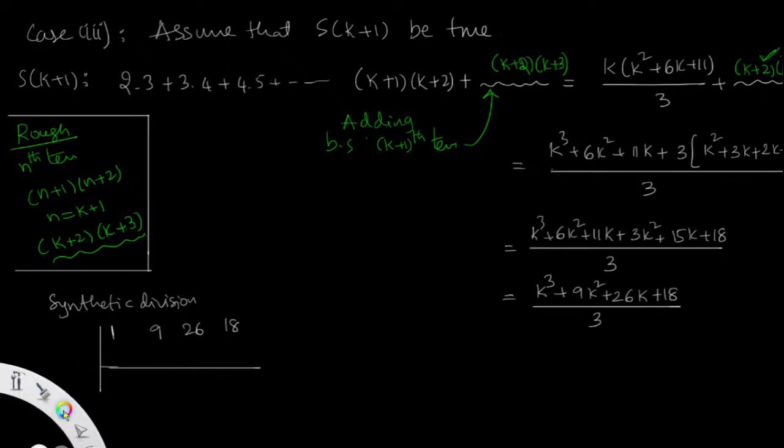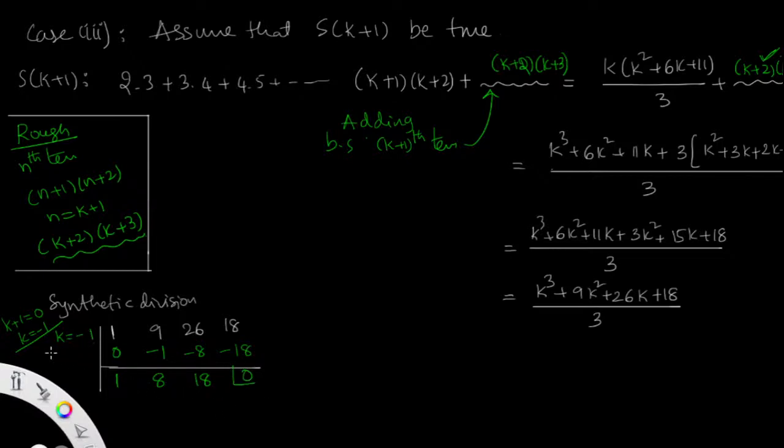So put k equal to minus 1. Why? Because k plus 1 is a factor, and k plus 1 equal to 0 means k equal to minus 1. That is why we put k equal to minus 1 here. In any problem, keep 0 in the first place. Adding 1 plus 0 is 1. Now multiply 1 into minus 1, which is minus 1. Add 9 minus 1, which is 8. 8 into minus 1 is minus 8. 26 minus 8 is 18. 18 into minus 1 is minus 18. So the answer is 0.